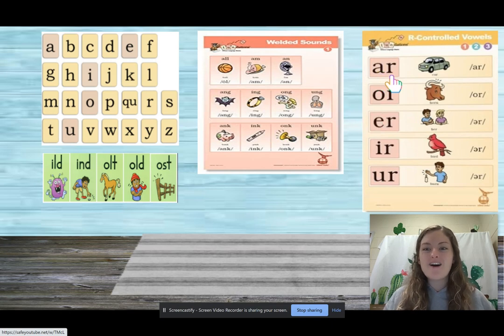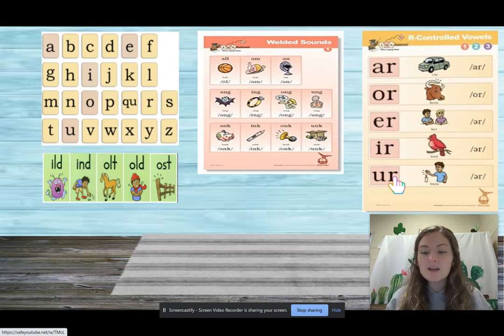And let's go on to our R-controlled vowels. Here we go. A-R, car, ar. O-R, horn, or. E-R, her, er. I-R, bird, ir. U-R, burn, ur. Remember, E-R, I-R, and U-R all say er.